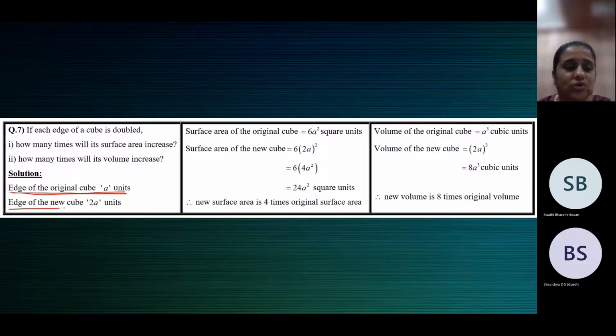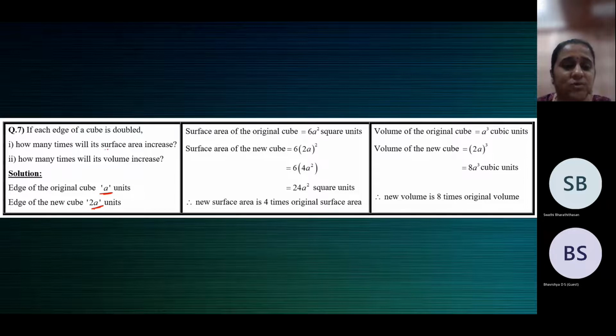So the edge of the new cube, it's doubled, right? So it is 2A. That means A plus A, 2A. Or doubled is also A into 2 or 2 into A. So the edge of the new cube is 2A units. A, and now it's 2A.